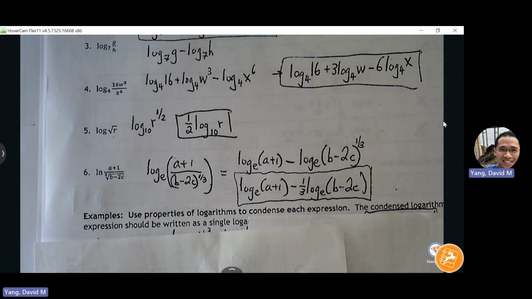So why can't you distribute it? Because the log and the A plus 1 are not outside of each other. This is inside the log function. If the log was outside the parentheses, then we could distribute through, but this A plus 1 is inside. So it's not log of E times A plus 1, it's log base E of A plus 1. So, yeah, that's why.